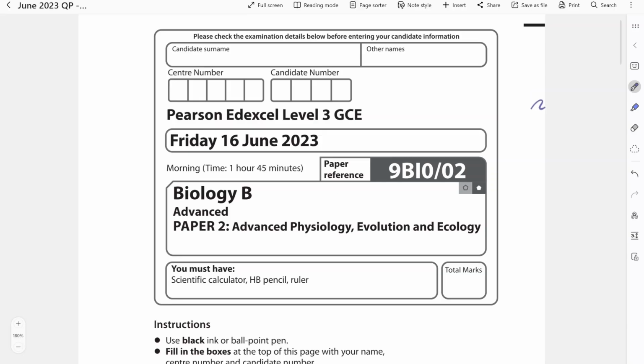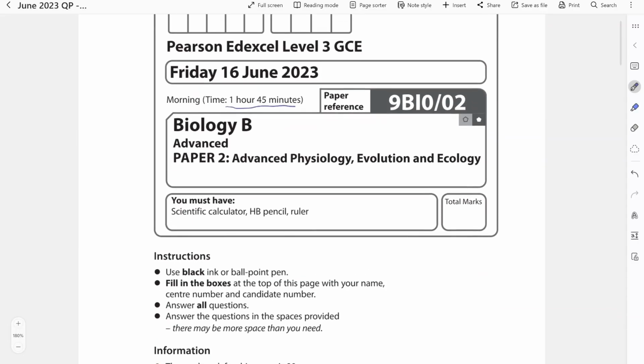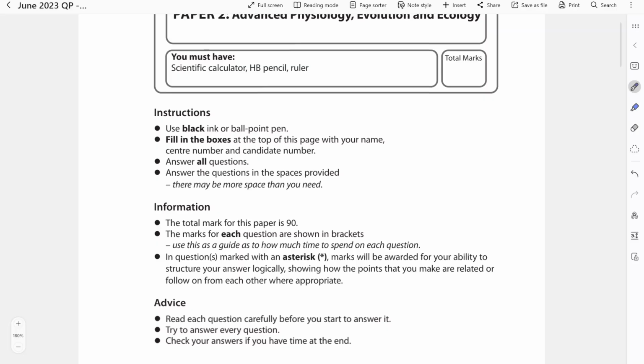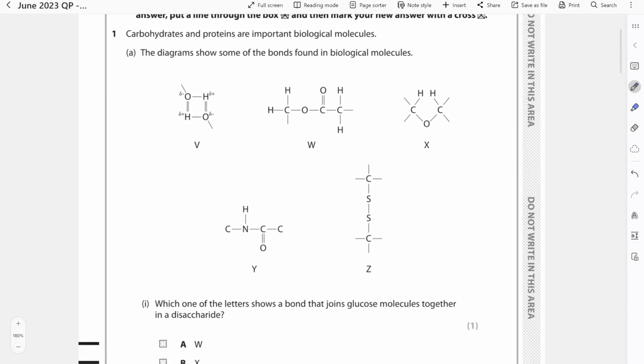Hi everyone, this is the Edexcel A-Level Biology B syllabus, and this is Paper 2. Paper 2 covers the following topics from 1 to 10. This paper is 1 hour and 45 minutes long, as you can see here, and the total marks for this paper is 90. Alright, let's get started.